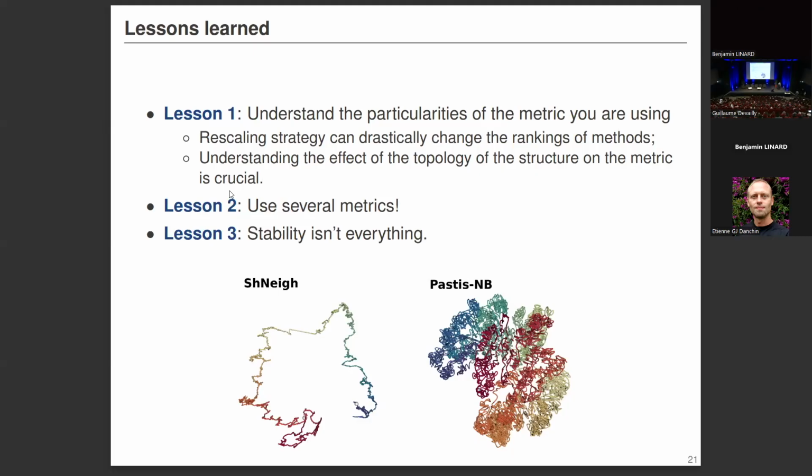So stability isn't everything. I can make a very stable method that doesn't give any biological insight. I would say it's actually the easiest. Right? You just return random, but fixing the seed should work fine in terms of stability. But yeah, and also look at your data and look at your results.